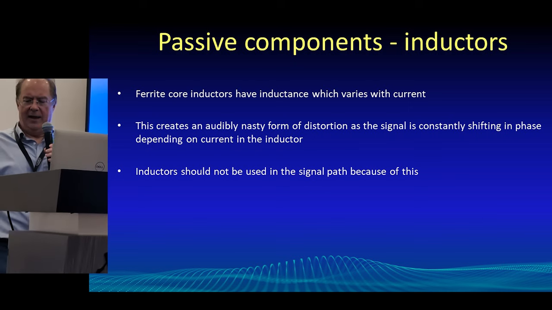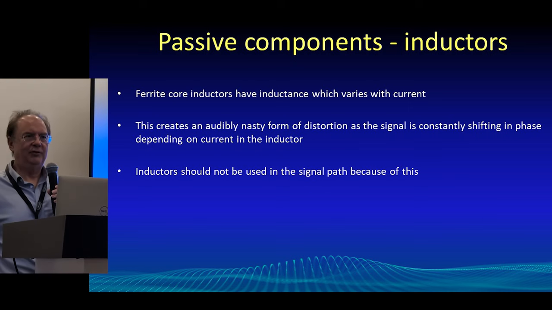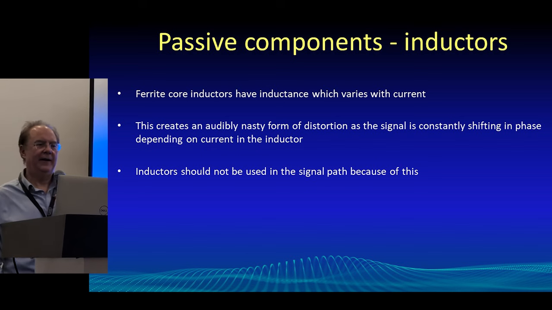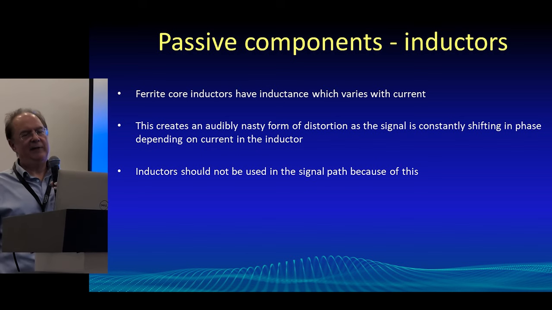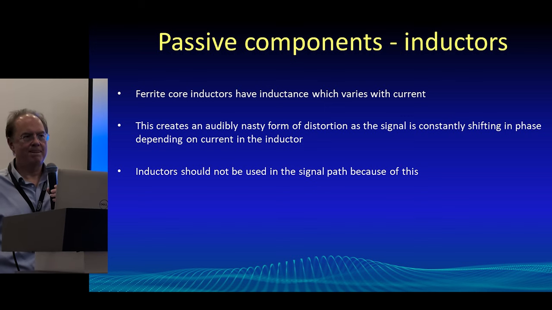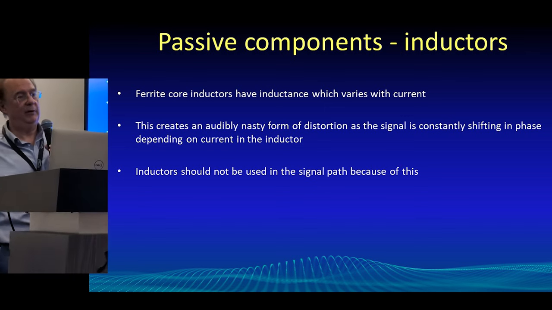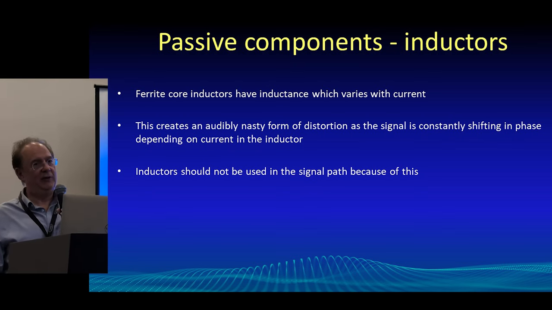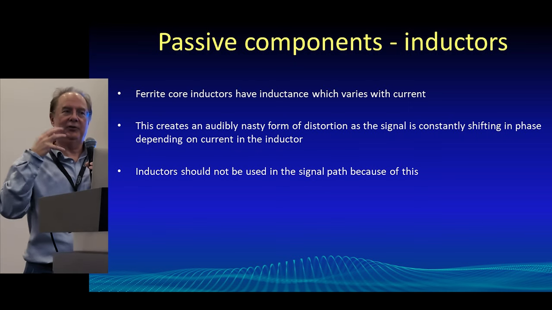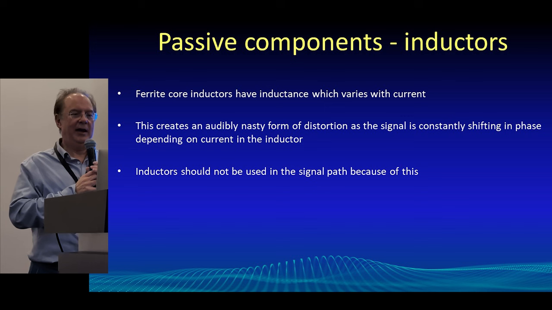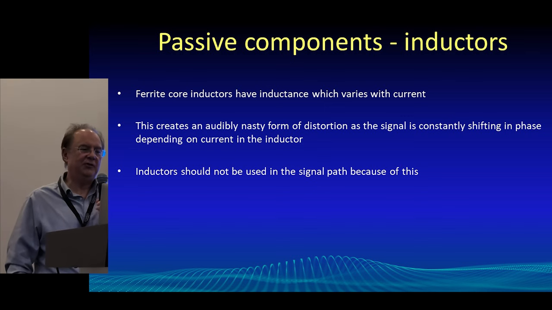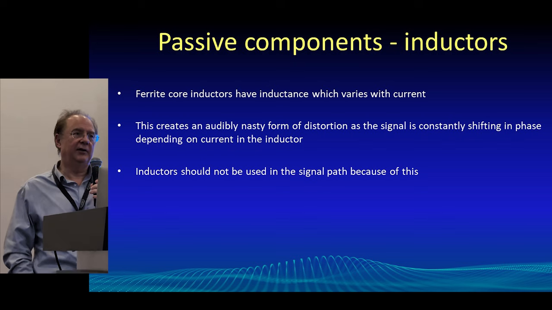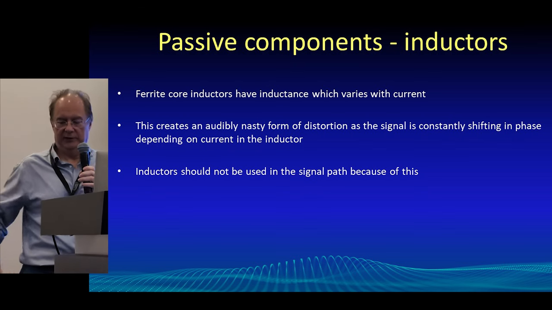Inductors. Inductors are nasty devices that you shouldn't use in the audio signal path at all, particularly ferrite core inductors. They have an inductance that varies with current. What this does is it creates a nasty form of distortion because your inductance changes with signal amplitude. What this means is your phase will then change with signal amplitude because your inductance value is changing. And that means you've got transient timing errors coming through, and that is very, very audible. So you should never use inductors or ferrite beads in the signal path because of this issue.